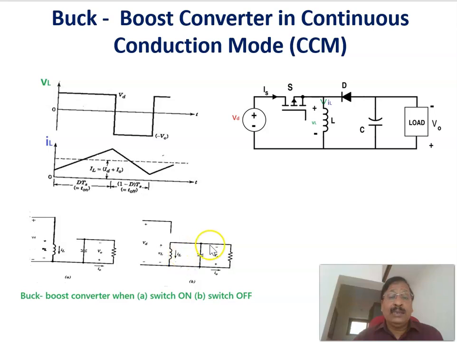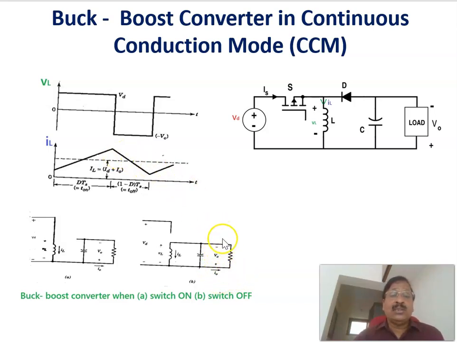And if you apply Kirchhoff's voltage law, we can get that this is the voltage across the inductor, that is VL, plus the output voltage V0 equal to 0, or the voltage across the inductor equal to minus V0. Therefore, when the switch is off, the voltage across the inductor is equal to minus V0, or minus the output voltage. Here we are measuring the output voltage plus here and minus here.